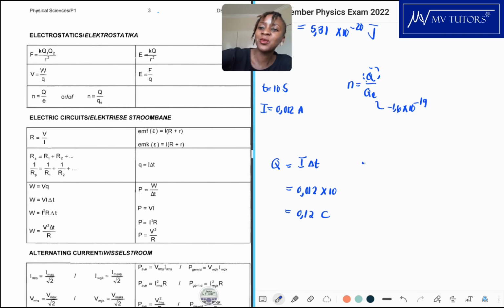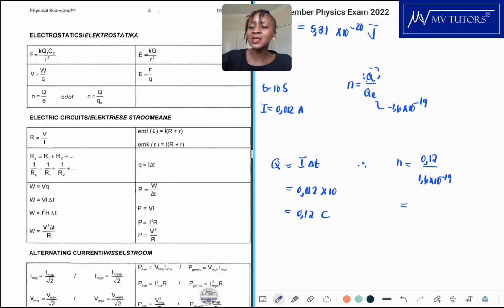Okay, now we can then go to this formula. So number of electrons is the charge that we just calculated, 0,12 divided by the charge of an electron, 1,6 times 10 to the negative 19. Here, we're pretty much going to take the magnitude, okay? So you don't have to focus so much on the negative because you can't get negative electrons.